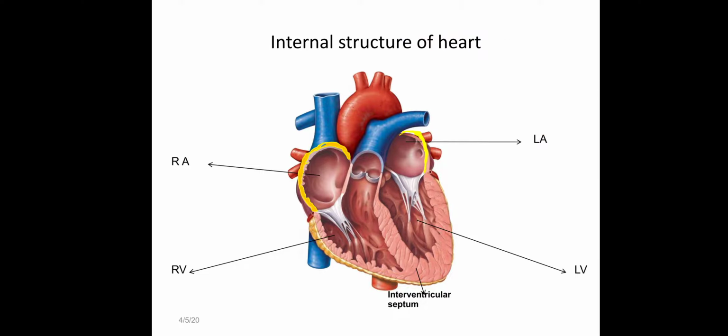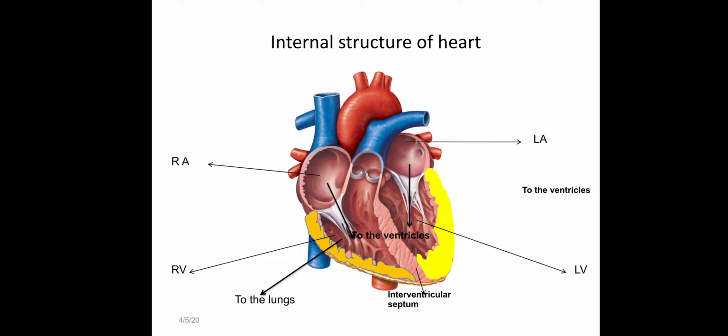Now, if we compare the thickness of the walls, the atrial chambers have the thinnest wall as compared to the ventricles. Since these atrial chambers need to pump the blood just to the ventricles, they have thin walls. The ventricles have thick and muscular walls. And if we compare the right and left ventricles, the left ventricle has a thicker wall as compared to the right ventricle.